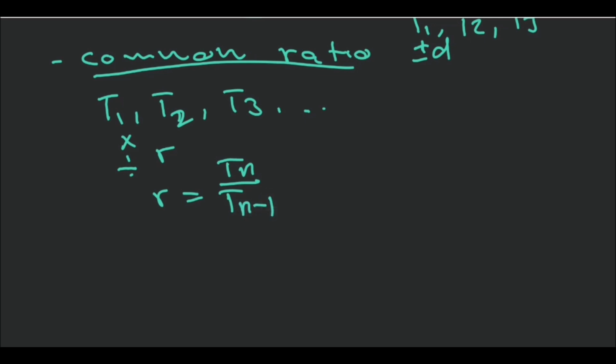Tn minus 1, right? What this means is if T2 is your Tn over there, then Tn minus 1 is T1, right? Because 2 minus 1 is equal to 1.